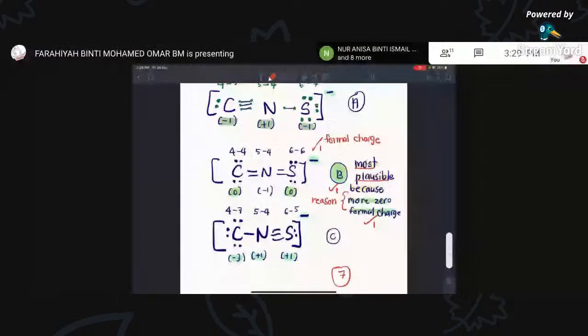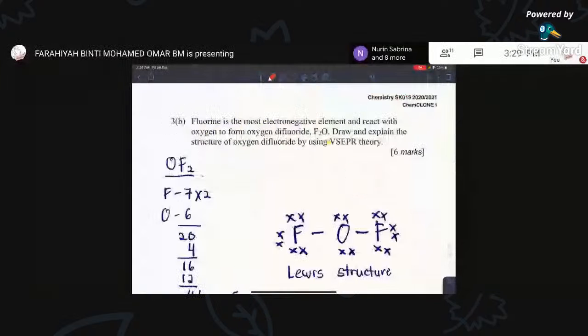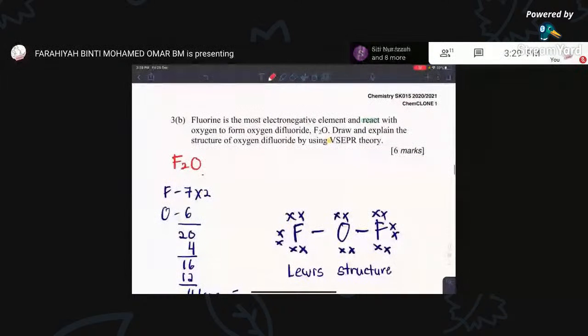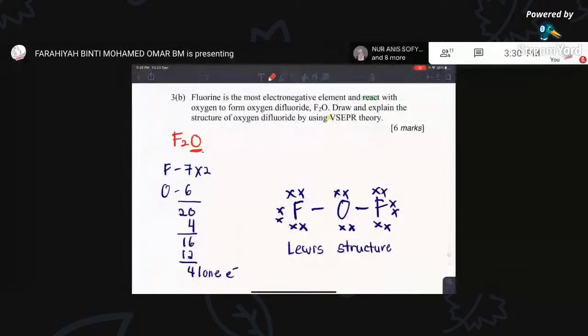Okay, so next, question number 3B is about fluorine, the most electronegative element. It reacts with oxygen to form oxygen difluoride, F2O, with O as the central atom. You can read the structure, but the question does not ask you to read the structure. The question asks you to draw and explain the structure using VSEPR theory. This means the molecular geometry, or another term, molecular shape. And VSEPR theory, R is for repulsion, so you can explain about repulsion.